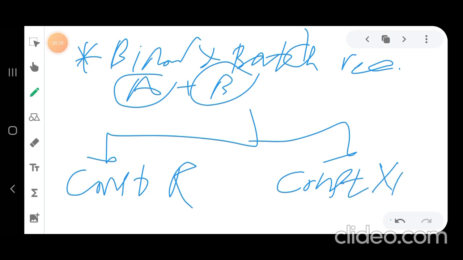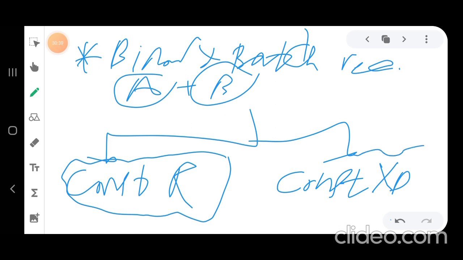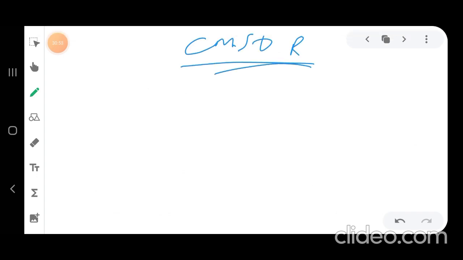As we mentioned, it is easier to work with constant R from the control process point of view than working with constant XD. So let's start with the easiest one, which is constant R. What we have to do here for constant R batch rectification, we will start with constant R.